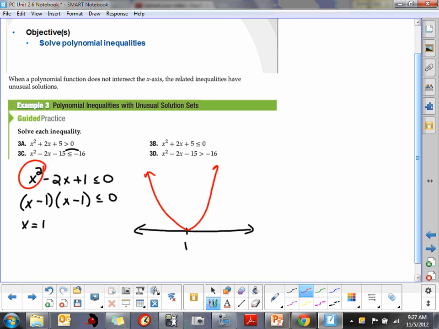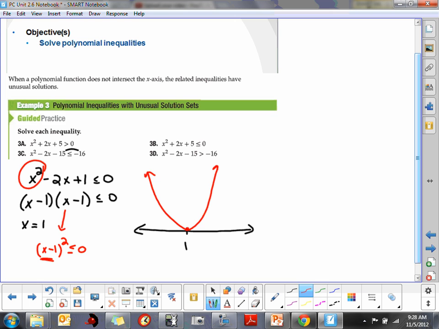Again, if I wanted to, I could rewrite this statement as x minus 1 squared is less than or equal to 0. So it's a good reinforcement of our ideas of multiplicity. If a factor is represented multiple times, and if it's squared, it's going to be tangent, which means it touches but doesn't cross. So it's asking you, when will our graph be less than or equal to 0? Well, what is unusual about this solution set is that there's exactly one solution.